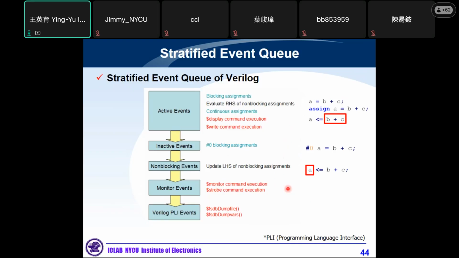Finally, Verilog PLI events execute only after all four of the above have been processed. This includes commands like fsdbDumpfile and fsdbDumpvars. Within the same event queue, execution order follows the sequence of code lines.